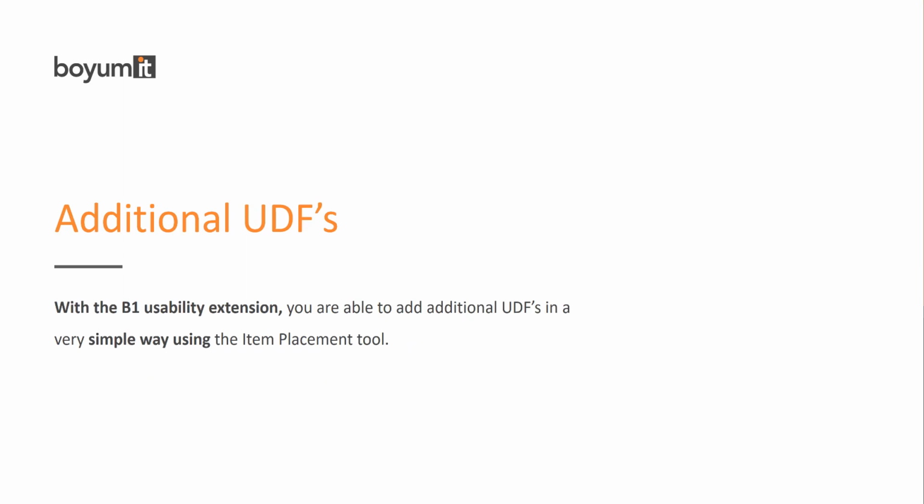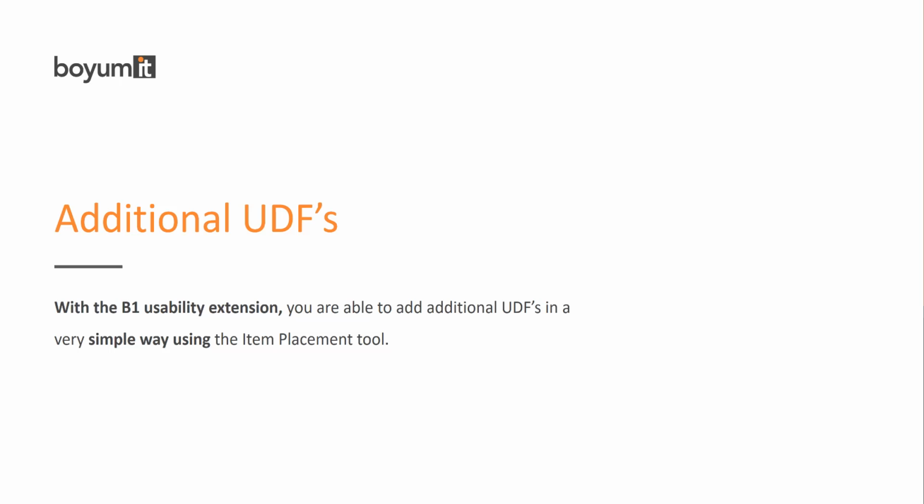The next session we're going to cover is the additional UDFs. Okay, with the B1 usability extension, you can add additional UDFs. As you might know, in many areas you can have up to 4 UDFs in Beas, which are defined in the configuration wizard. With the B1 usability extension, you can add 11 more UDFs, which would give you a total of up to 15. When Beas was born, SAP did not have any UDFs back then, so that's why there were only 4 added back then. But now with the usability extension, you can add 11 more, and I will show you how to do that.